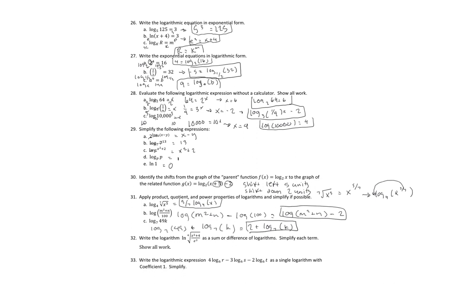All right, so on number 32, we have to write the logarithm as a sum or difference of logarithms, and we have to simplify each term. So yeah, right now it looks kind of daunting, right? So let's try and simplify this as best we can. So we have this, I'm just going to rewrite this. I see a radical and I want to rewrite that immediately.